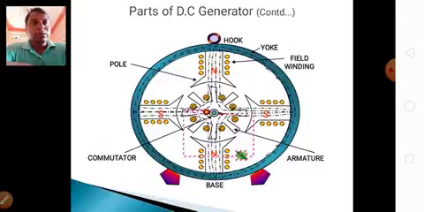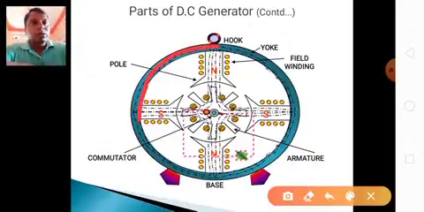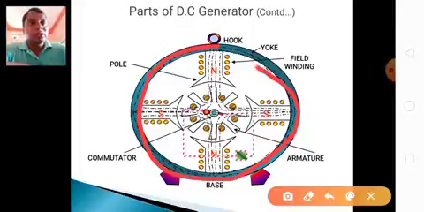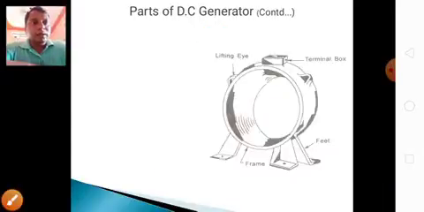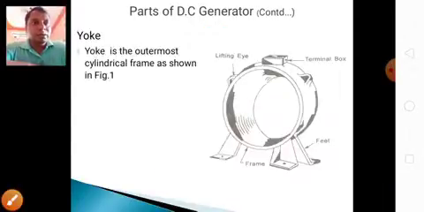This is the main yoke. The outer frame of a machine is called the yoke. This is the hook to lift the machine. The machine has a lot of weight, so the hook helps to lift it easily. These are the field windings, and these are the two poles, north pole and south pole. This is the armature, and under it is the commutator. The main first part is the yoke.